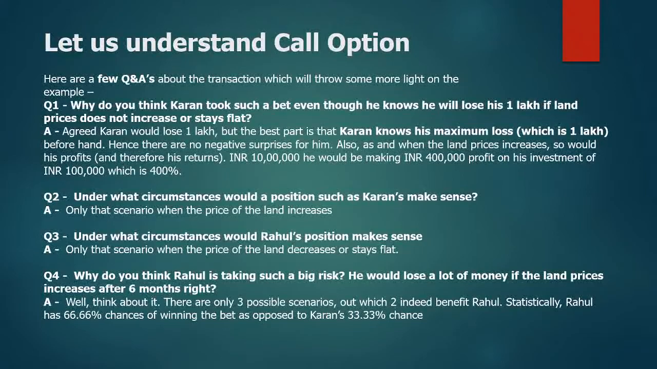Agreed, but the best part in Karan's case is that he knows that his maximum loss will be rupees 1 lakh only. There will be no negative surprise. And if the land prices increase, his profit will also increase. For example, in the case where the metro project comes up, he will make a profit of rupees 4 lakh on his investment of rupees 1 lakh, which is approximately 400%.